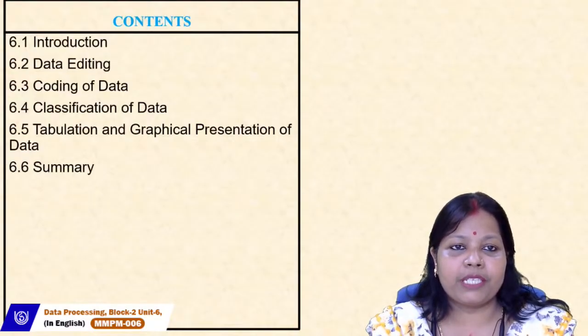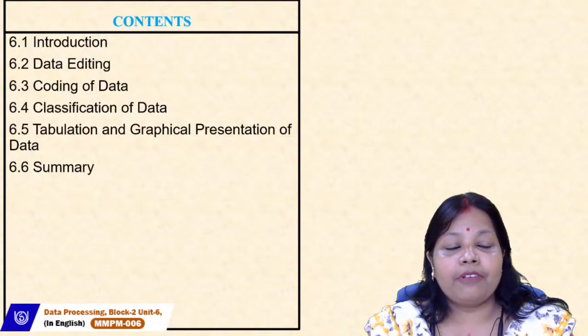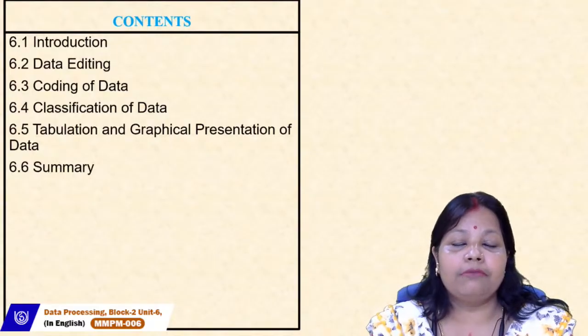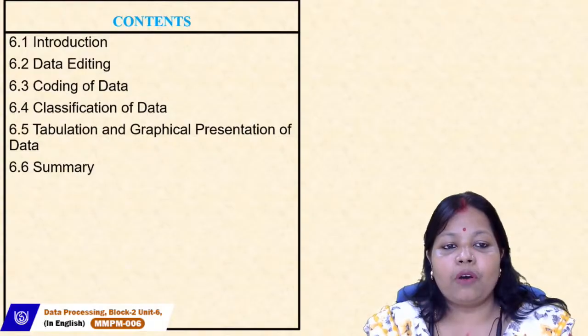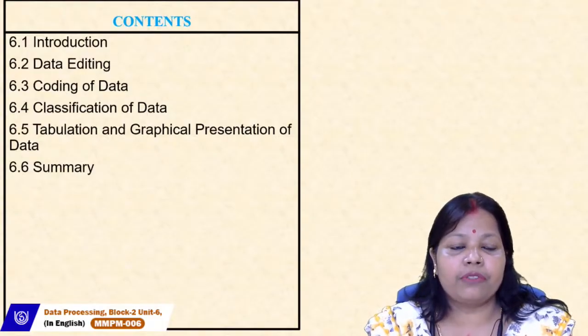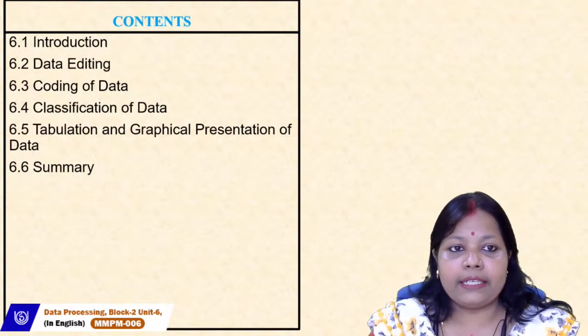So in this chapter, we are going to cover an introduction to data processing, what the steps are, and what the importance of data processing is. Then how to edit data in data editing, and in coding of data, classification of different kinds of data. After classification, how we will convert this data into tabular form, that is tabulation or graphical presentation of data. Then we will discuss the overall summary at the end of this chapter.